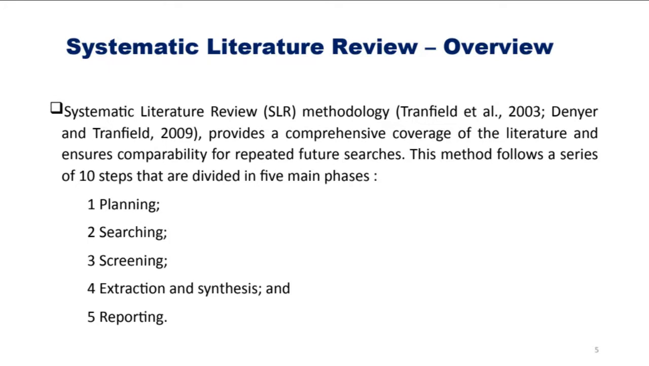So officially, if I want to define to you what is a systematic literature review, this is what you can use as a definition: a systematic literature review is a methodology which provides a comprehensive coverage of the literature and ensures comparability for repeated future research. So that's basically the definition of what is a systematic literature review methodology.